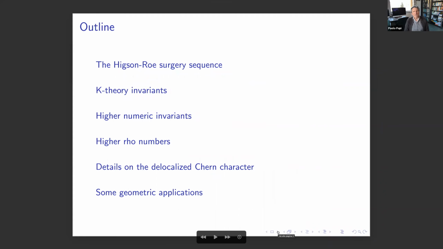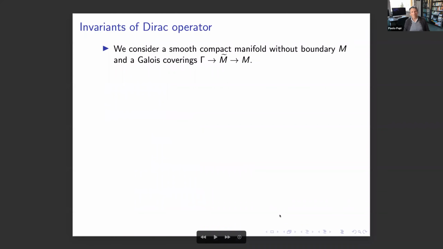Very good. So this is the outline of my talk. I will start with the Higson-Roe surgery sequence. I will talk about K-theory invariants. I will talk about numeric invariants, in particular higher rho numbers. I will give some details, and then I will talk about some geometric applications. I'd like to say that today, and this was not planned at all, there is also a talk by Thomas Schick on the same topic, at 5 o'clock. So you can have a full immersion in this topic today.